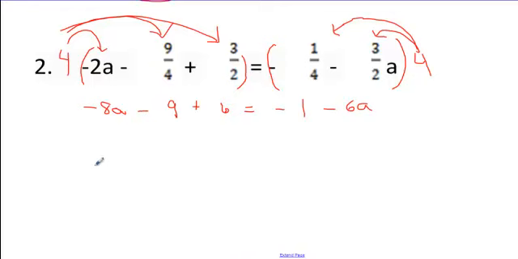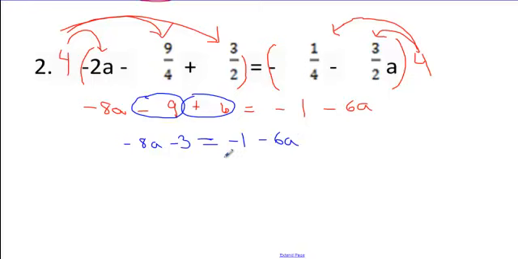Now it looks like the last problem. We're going to find like terms. Let me switch colors here. Like terms right here and right here. Whenever you are thinking about like terms, you want to include the sign in front of it. So I have a negative 9 plus 6. So that will be a negative 3. Negative 9 plus 6 is like 6 minus 9. I'm going to bring down the other stuff. Negative 8a minus 3 equals negative 1 minus 6a.